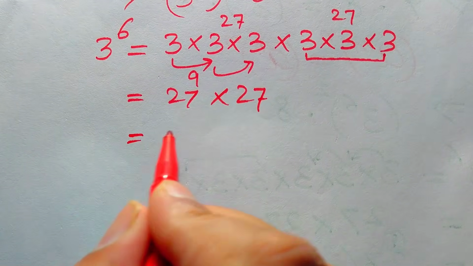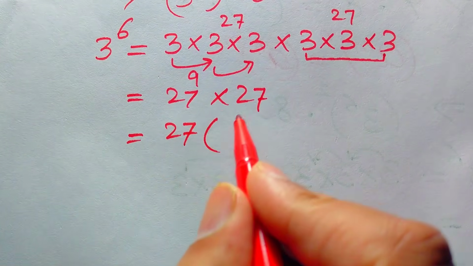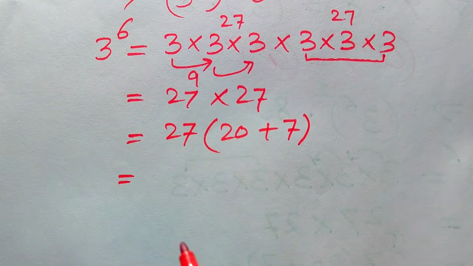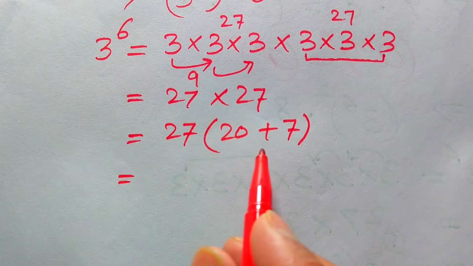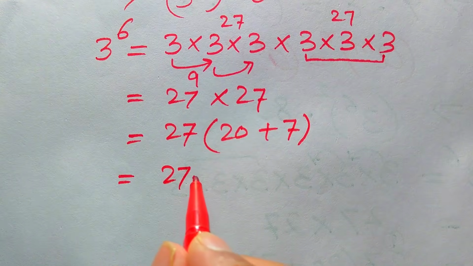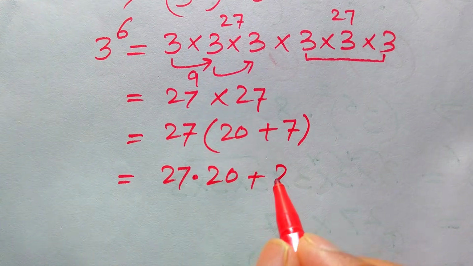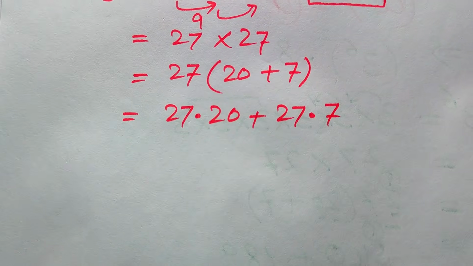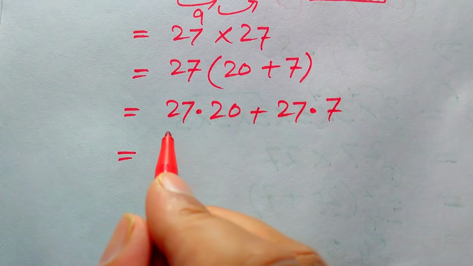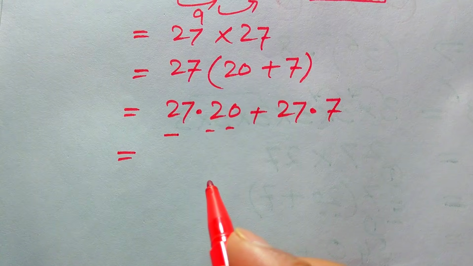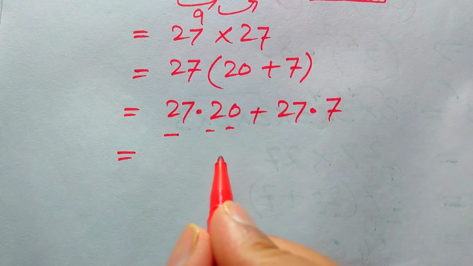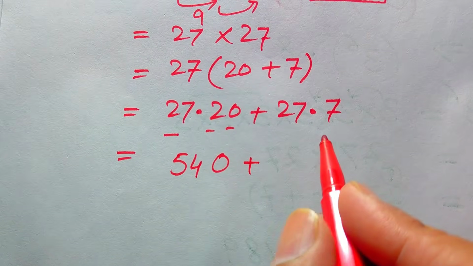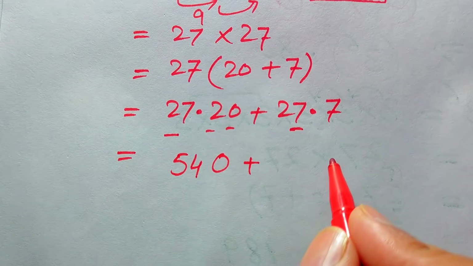In the next step, we need more simplification. This is 27, and we write it as 20 plus 7. Further, we multiply this 27 separately on both of these two values, and we will get 27 multiplied by 20 plus 27 multiplied by 7. In the next step we need more simplification, and here we consider this a one digit number and this our two digit number. So 0 times this number becomes 0, and 2 times this number becomes 54, plus in the same pattern we have 7 times 7 becomes 49.